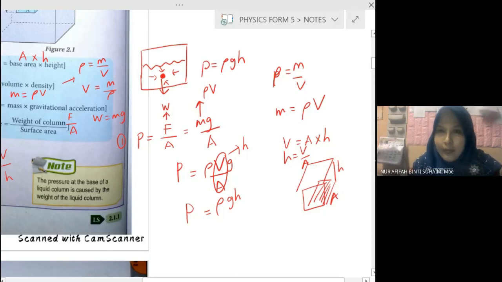Number 1, P equal to F over A, convert F to mg. And then number 2, tukar dia punya density, m equal to rho V. And then number 3, baru dapatkan yang h. Then rho g h.